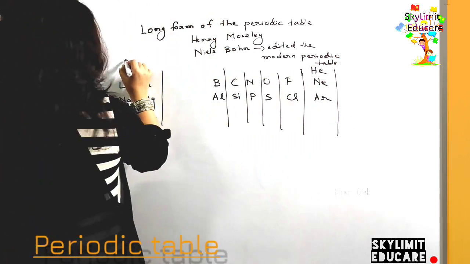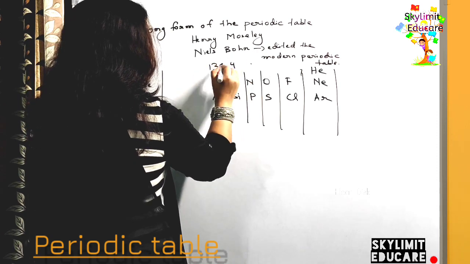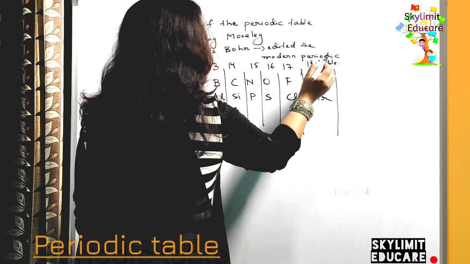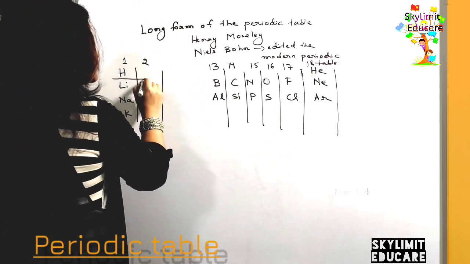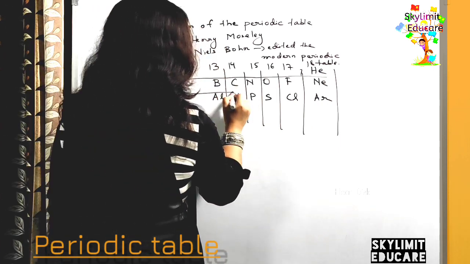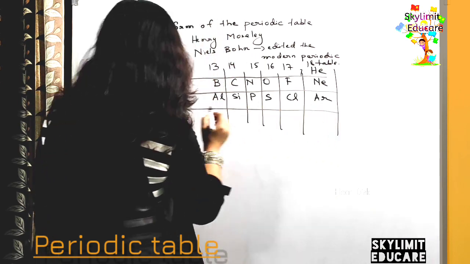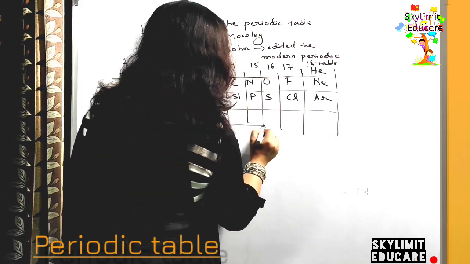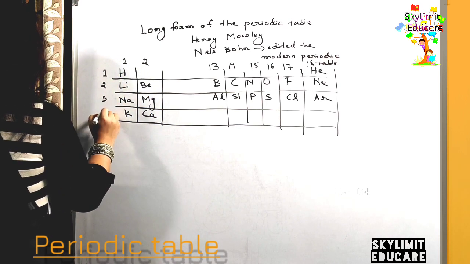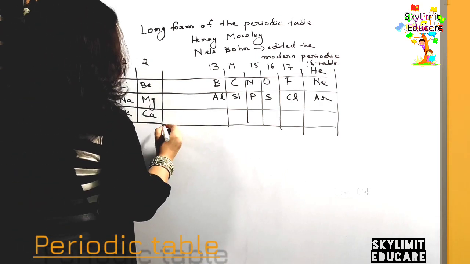So as we know, this is group 1, group 2, group 3, then groups 13, 14, 15, 16, 17 and group number 18. This is the first period, second period, and this is our third period, and this is the fourth period. Okay, so periods 1, 2, 3, 4. So students, now let us understand the term typical elements.